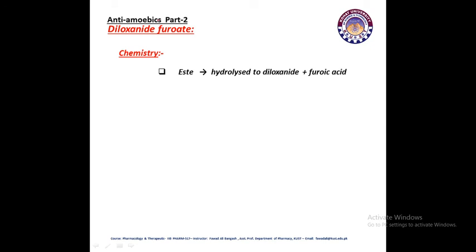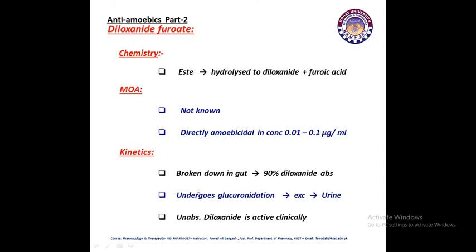Second, this is diloxanide furoate. Chemistry: it is an ester hydrolyzed to diloxanide and furoic acid. There is no specific known mechanism of action, but it may act directly, in concentration 0.01 to 1 gram per ml. It is broken down in the gut, and 90% of the diloxanide is absorbed.